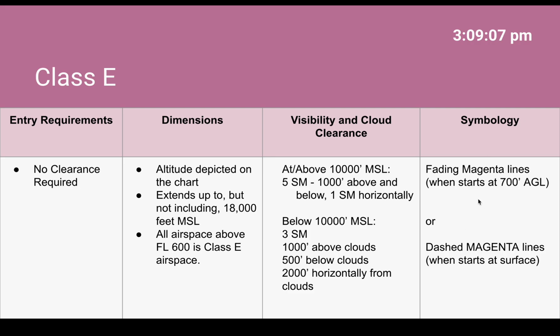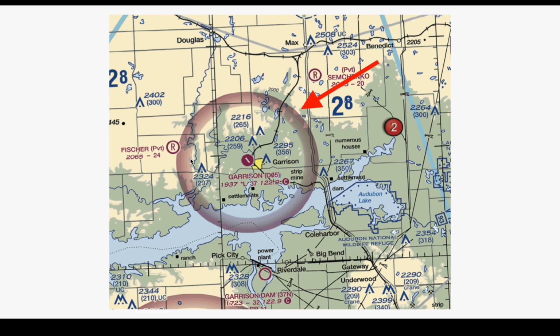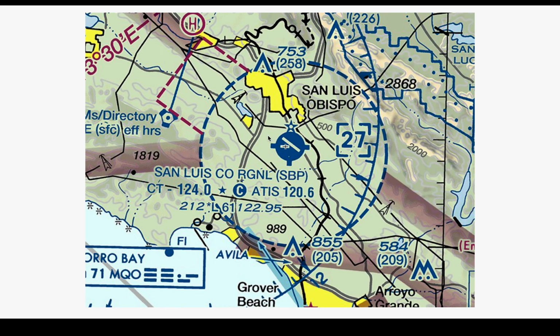Now, you may have faded magenta lines when it starts at 700 feet AGL, or you may have dashed magenta lines on a sectional chart. So like this is a faded magenta line. It fades into the airspace. So that means that the airspace starts at 700 feet AGL and goes up to, well, when it hits something else. This one is D. We already talked about D, but this one, little box over here, that's Class E to the surface. It's a dashed magenta line.